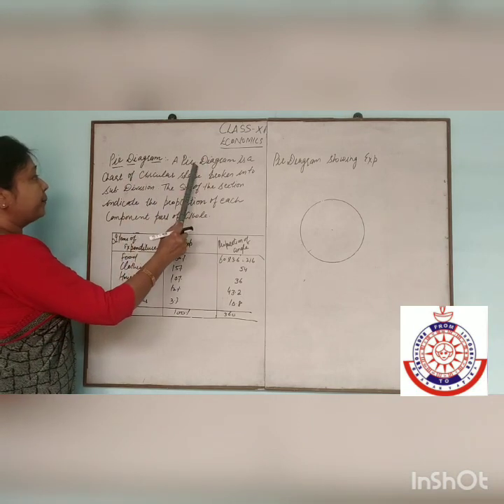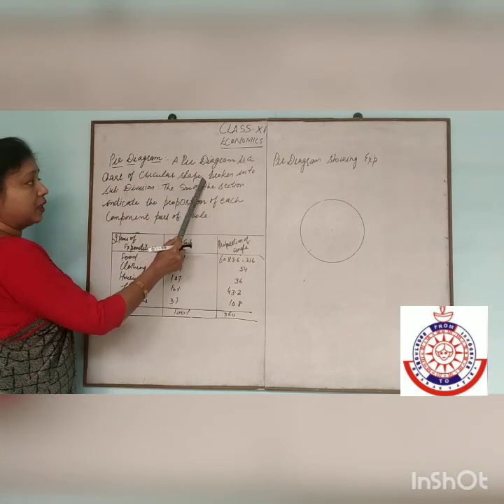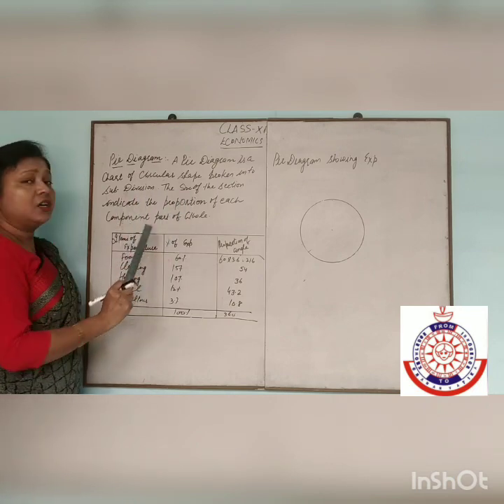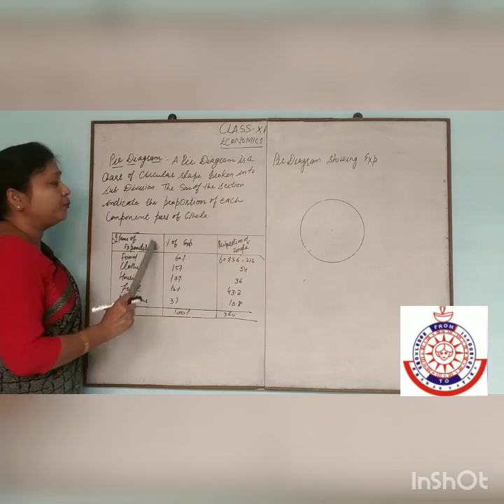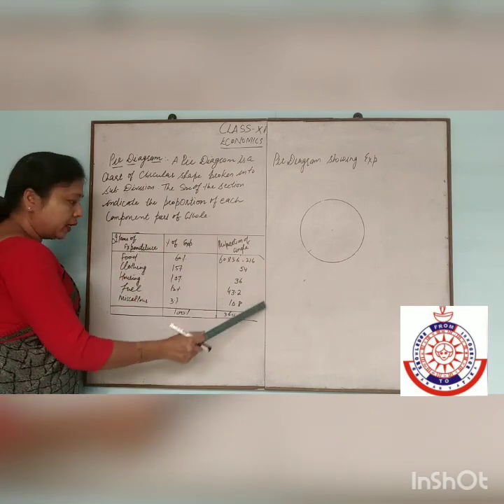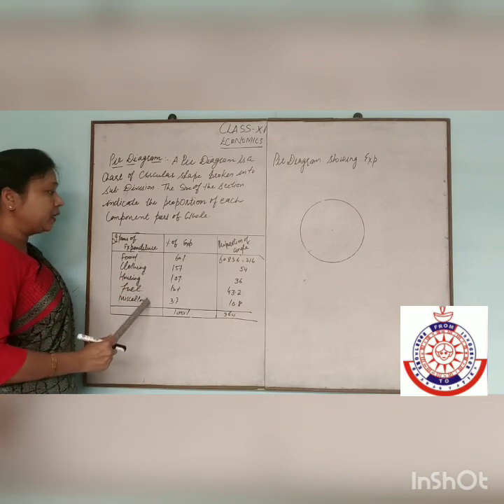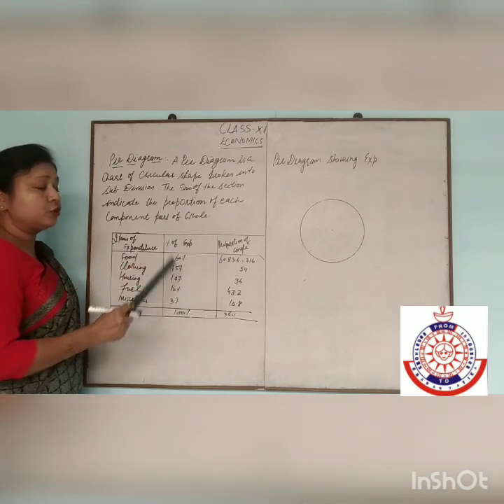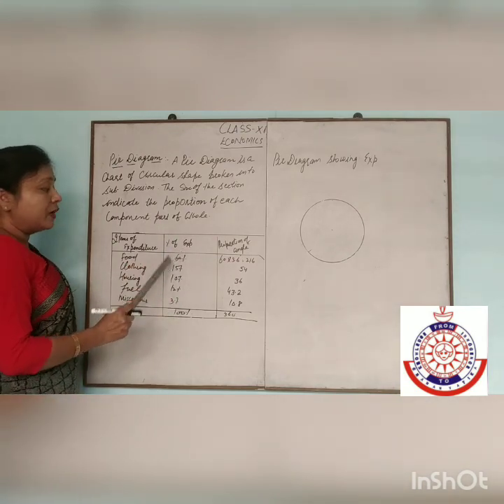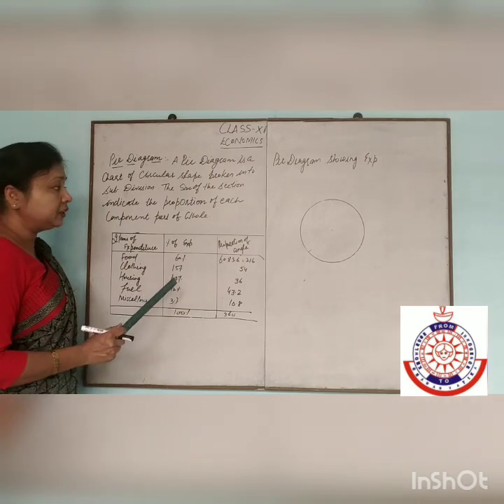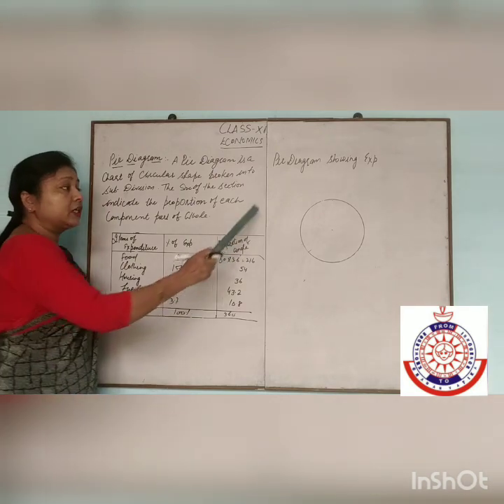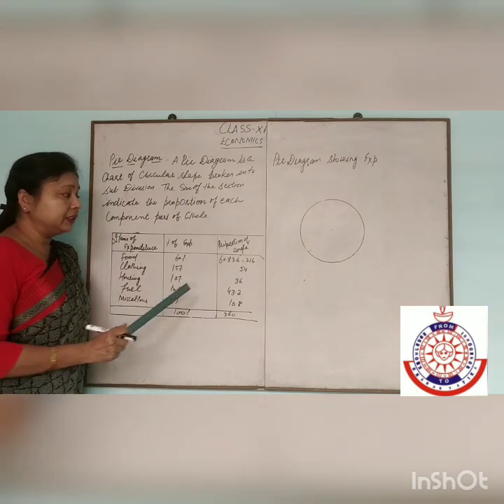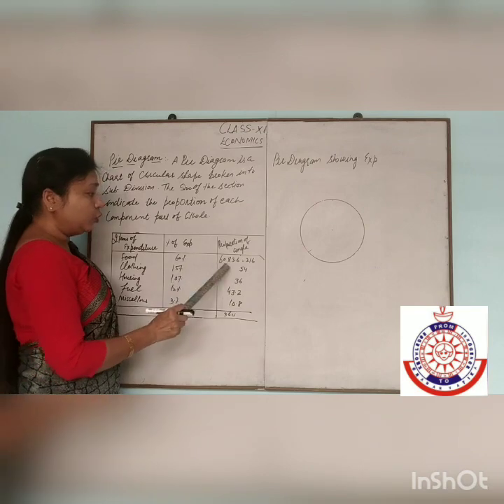A pie diagram is a chart of circular shape broken into subdivisions. The size of each section indicates the proportion of each component part of the whole. Here one example is given: different food items and percentages of expenditure. We convert this percentage into an angle. You know, 1% is equal to 3.6 degrees, because the total circle is 360, so 1% is equal to 3.6.